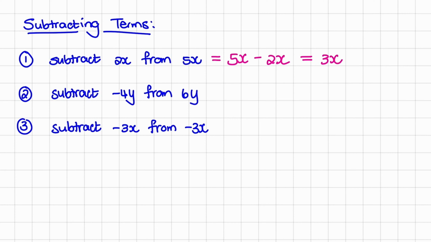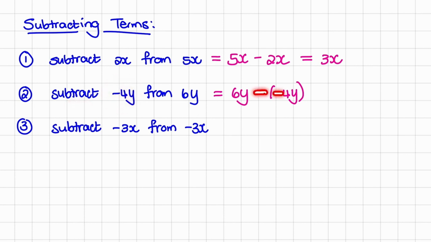Next question says subtract negative 4y from 6y. So I'm starting from 6y and I am subtracting negative 4y. And what I want you to notice is I don't say 6y minus 4y because we already have negative 4y. That's the term that we need to subtract. So it becomes minus negative 4y.